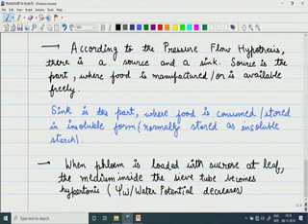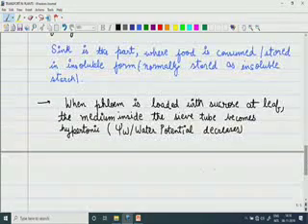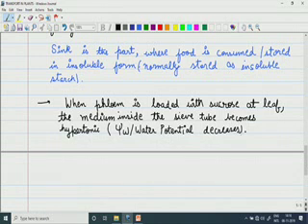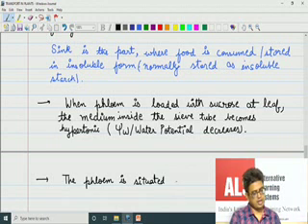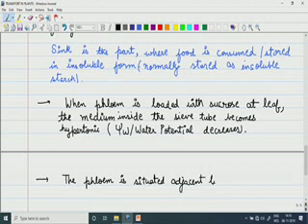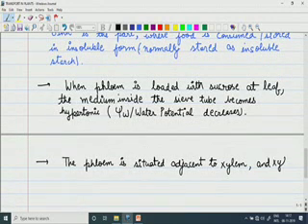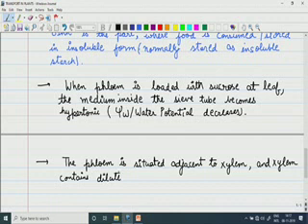Okay. Now, let's write the next point. Water potential decreases. The phloem is situated adjacent to xylem, and xylem contains dilute solution. Because we have just studied transpiration of water, you will understand that the water column, almost pure water, is present inside the xylem. So it contains dilute solution or hypotonic medium.